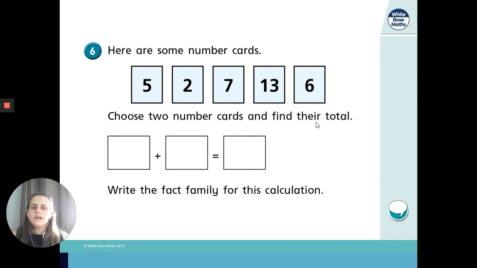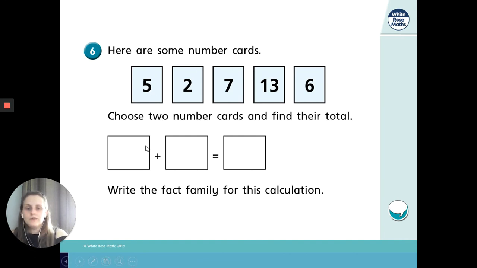Number 6. So here are some number cards. We've got 5, 2, 7, 13 and 6. Choose 2 number cards and find their total. Write the fact family for this calculation. So you could do anything here. You could do 5 and 7, 5 and 2, 5 and 13, 5 and 6, 6 and 7, 13 and 2. Whichever 2 you want to choose.